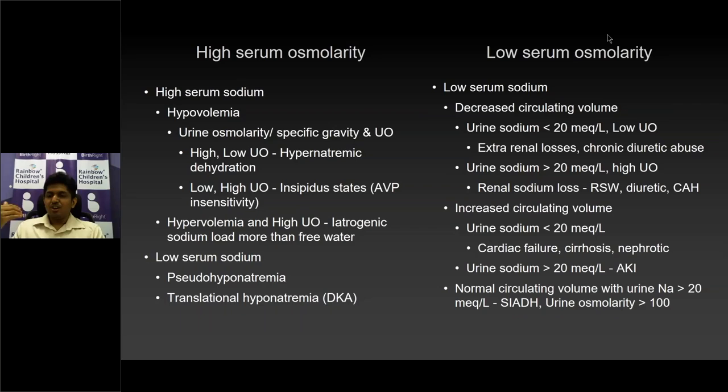So that is SIADH. Rule out SIADH, then you think of other features. If in the history you get a feature of cardiac failure, cirrhosis, and nephrotic syndrome, well and good, you are dealing with a straightforward case. If you're not getting that, then you go for renal loss, whether it is extra renal loss or a renal loss of sodium and free water.